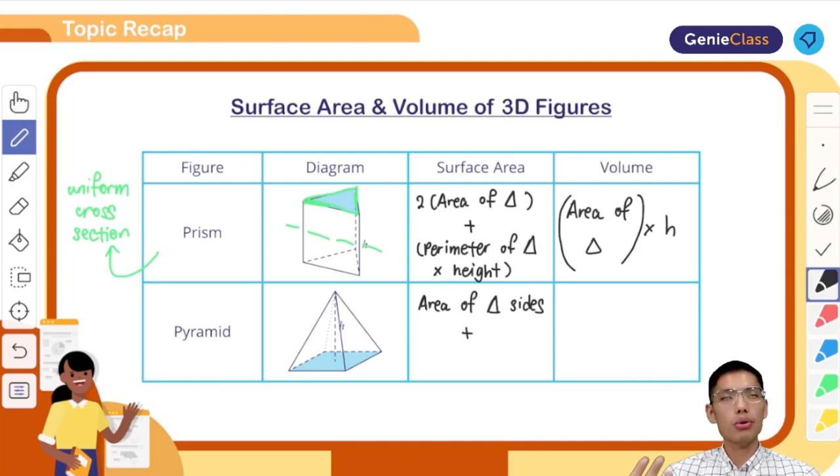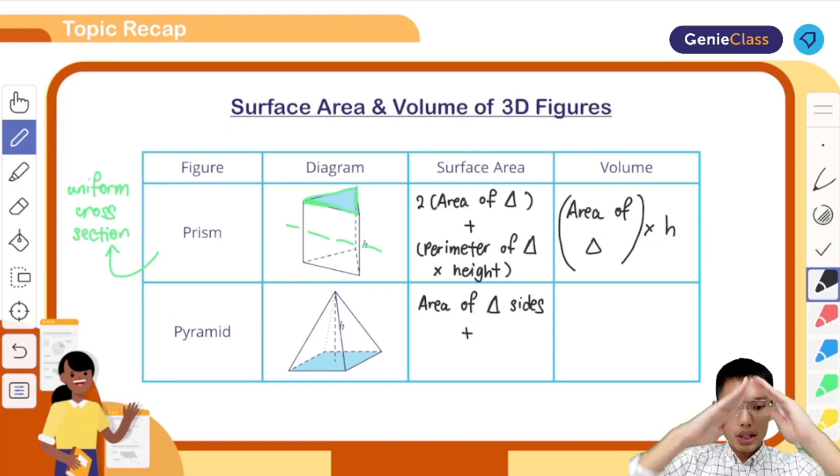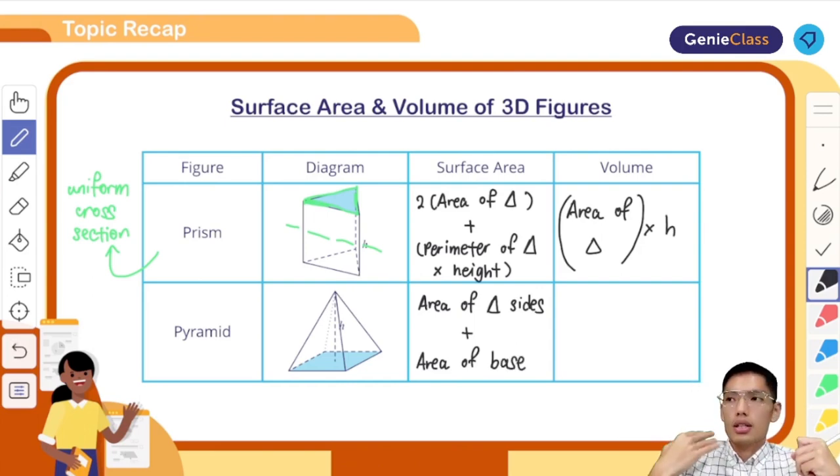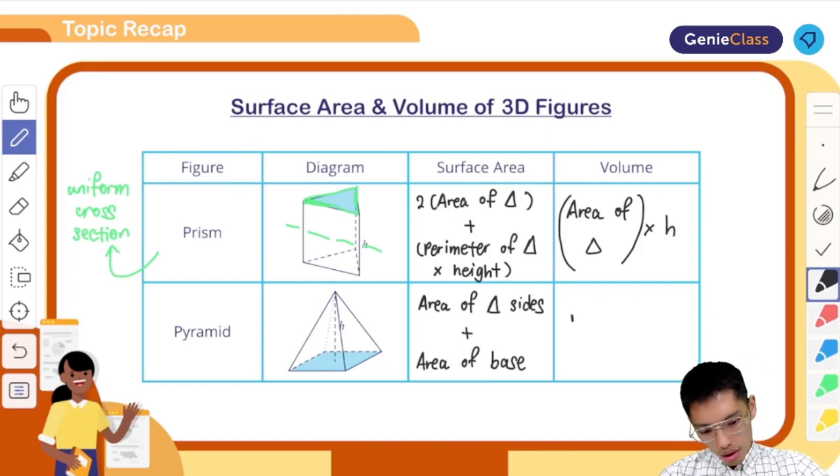Again, it can be a parallelogram, it can be a trapezium, but ultimately it will all come down to the area of the base. And for a pyramid, it's a little bit special. It's not just base area times height. You have to consider 1/3 of it. So 1/3 times base area times height.